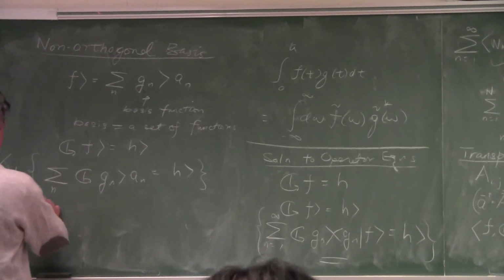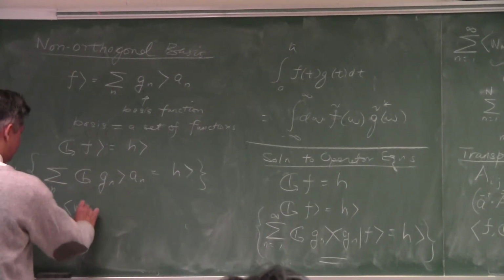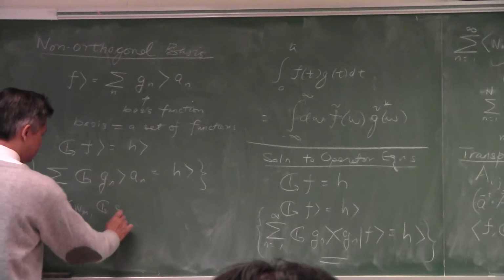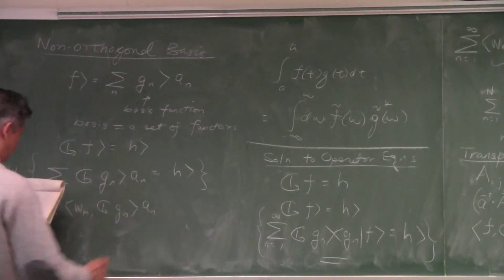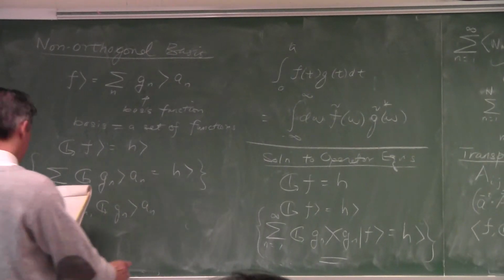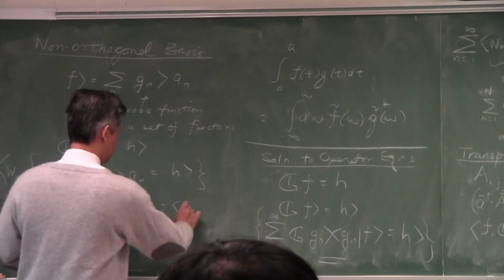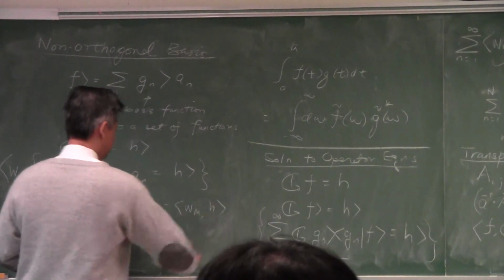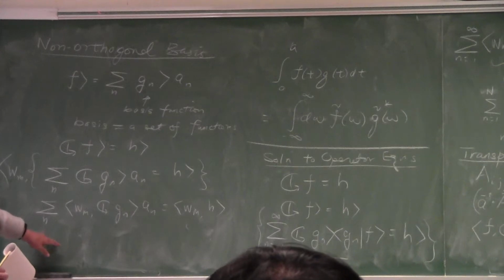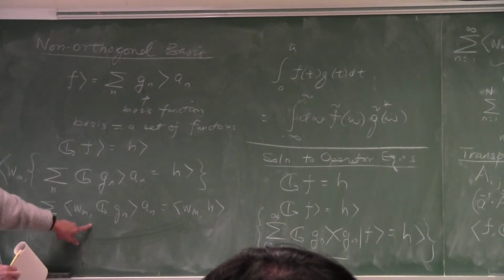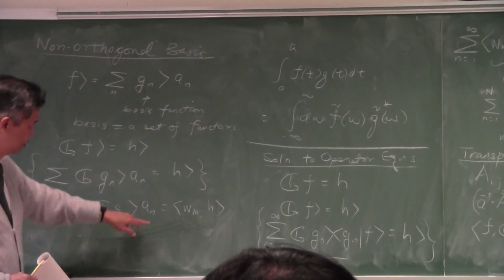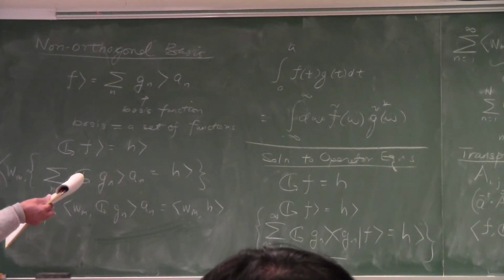And then you get this equation, W sub m, G n, A n is equal to W sub m H. And then this again is a matrix equation. You can still call this a matrix representation of G. And you invert this matrix equation to find your unknowns.